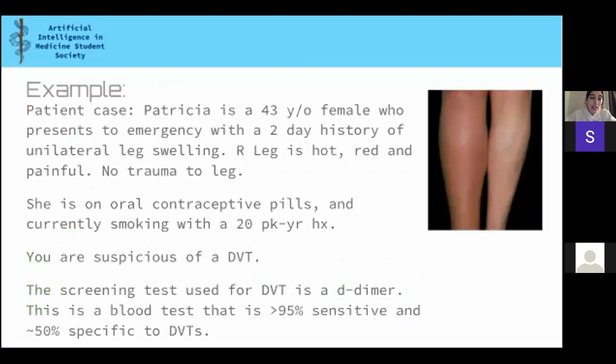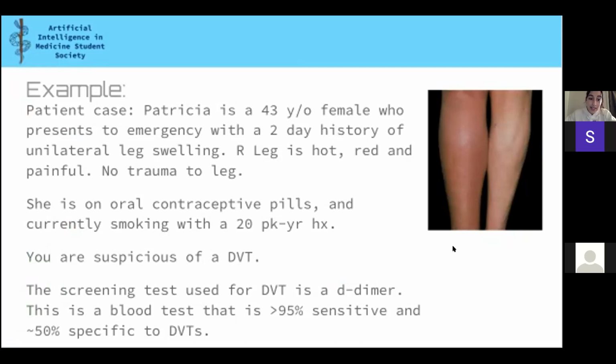So let's say we have a patient that comes in, you're an ER doctor, you're in the ER right now. This lady named Patricia comes in, she's 43 years old, and she presents to the emergency room with a 2-day history of unilateral leg swelling, so one-sided leg swelling. Her right leg is hot, red, and painful. She had no trauma to that leg. She's on oral contraceptive pills, and she's currently smoking, and she has a 20-year pack history of smoking. You're suspicious of something called a deep vein thrombosis, or a DVT.